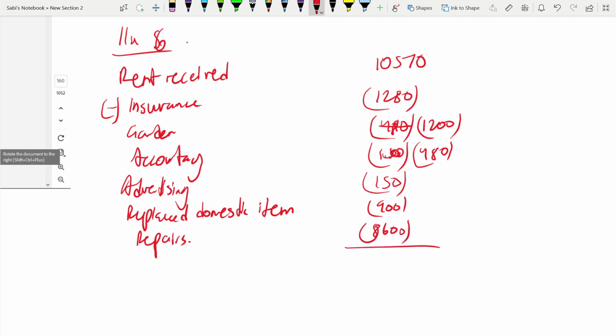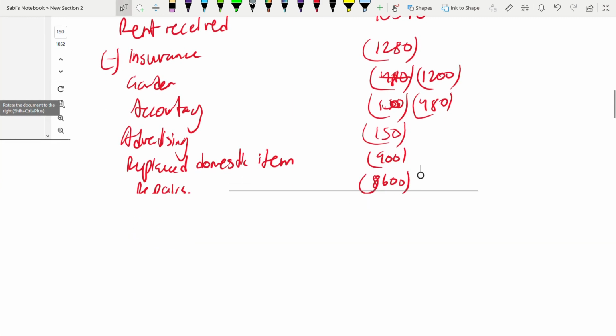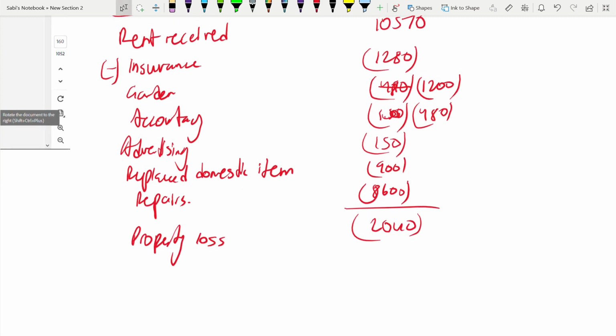When you deduct, you get a property loss of 2040 because your expenses are more than your rent received. So property loss is 2040. What would be your property income this year? It will be zero. This year you will not be taxed anything. Whenever you have a property loss, however much the amount is, property income is always zero. No tax. That's it.